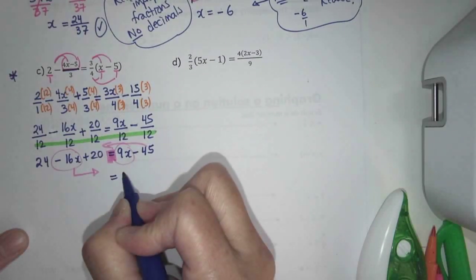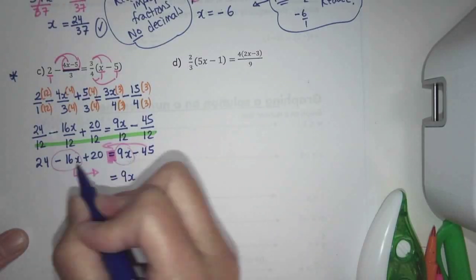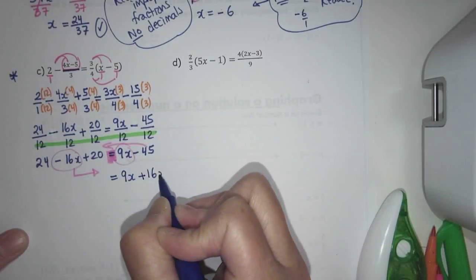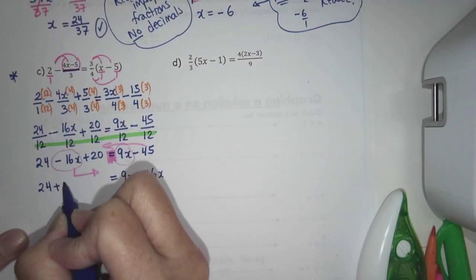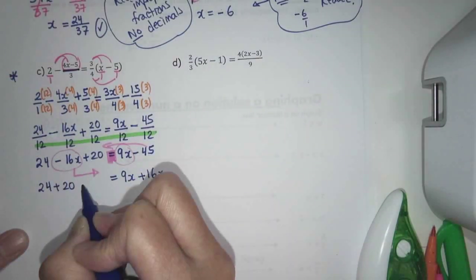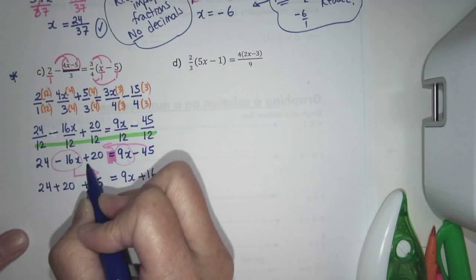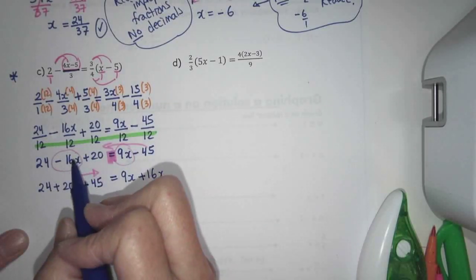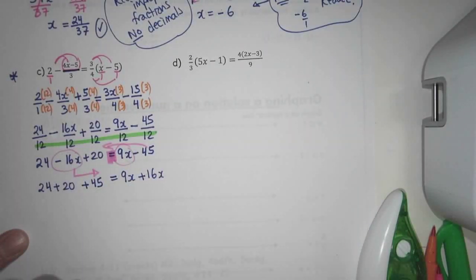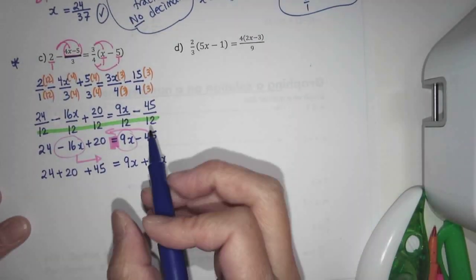So put the equals here in the middle. Write the 9x because it did not move. This one became a positive 16x. This 24 is here, the 20 is here, and the negative 45 pops over and it becomes positive 45. So anyone with an arrow changes operation. Minus becomes plus, minus becomes plus. Addition. You don't have to show the arrows or the circling. I do that for myself.